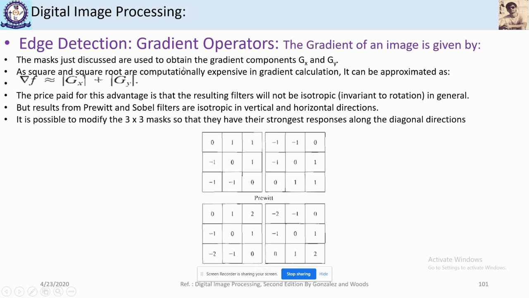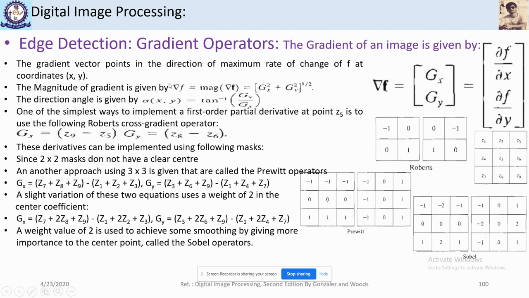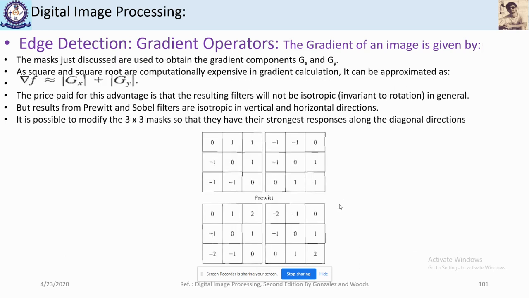Okay. Now, since these two operators, Prewitt's operator and Sobel's operator, are more sensitive to vertical and horizontal changes, if we need operators for the diagonal changes, these 3 cross 3 masks can be generalized for strong response in the diagonal directions. So the Prewitt's operator can be generalized like this.